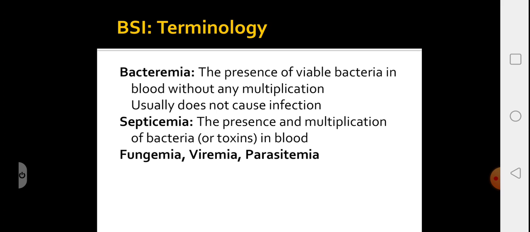Similarly, there are terms like fungemia, presence of fungi in the blood, viremia, presence of virus in the blood, and parasitemia, which is presence of parasites in the blood.